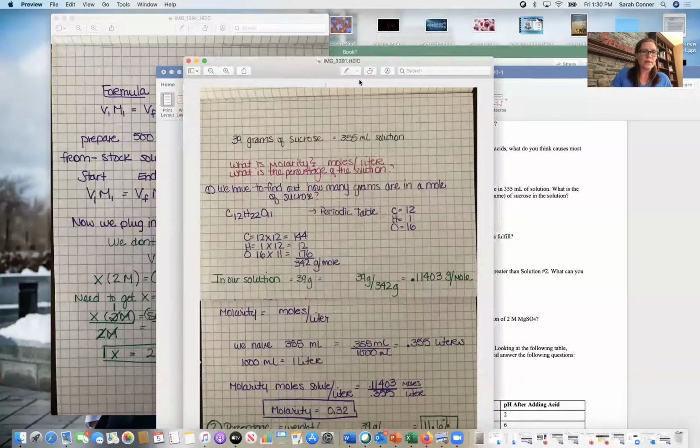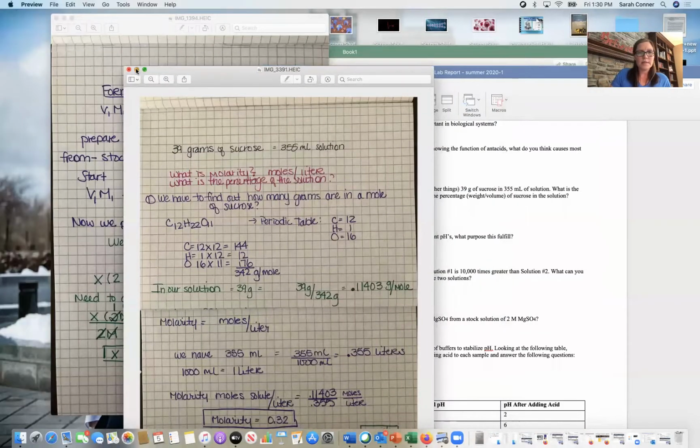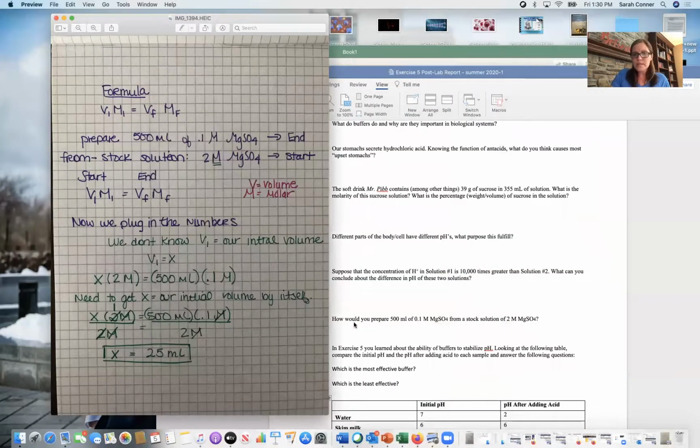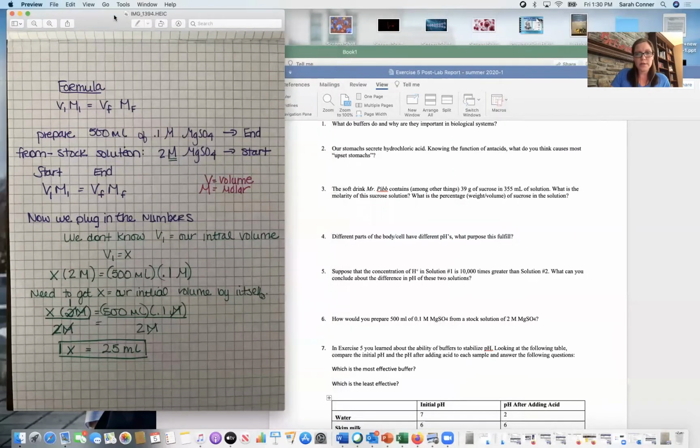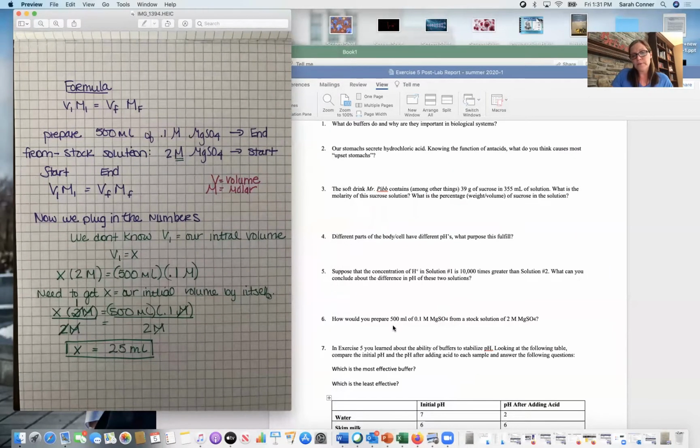So the other part of that assignment was this question on the bottom. How would you prepare 500 milliliters of a 0.1 molar solution of magnesium sulfate from a stock solution of 2 molar magnesium sulfate? So the first thing we're looking at is that we're doing a dilution process. So we're diluting one from the other. The tricky part is figuring out the wording in the question.